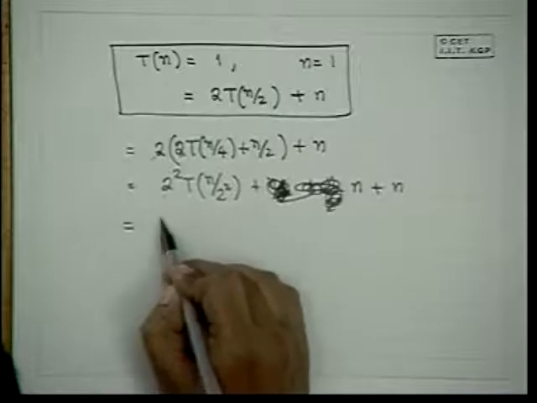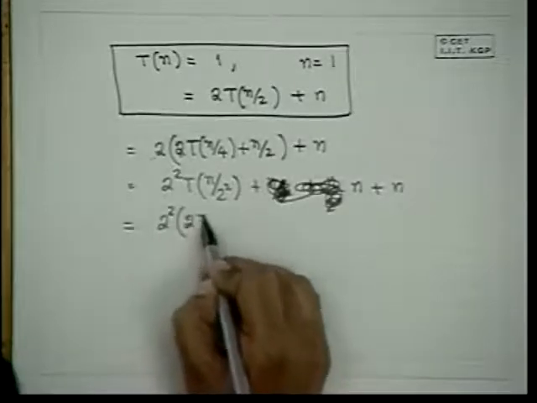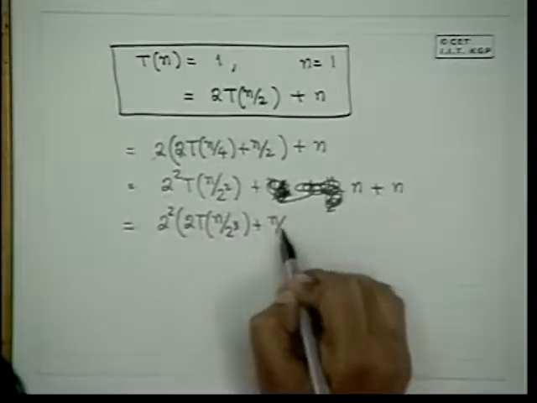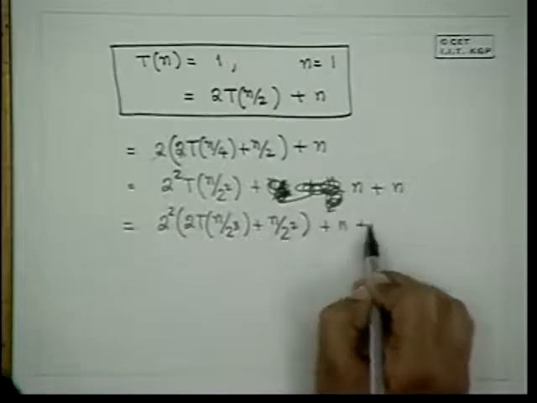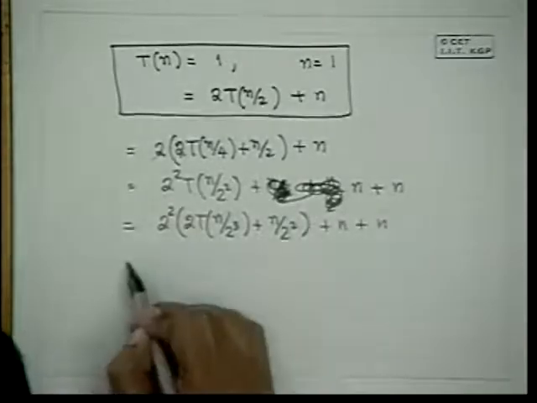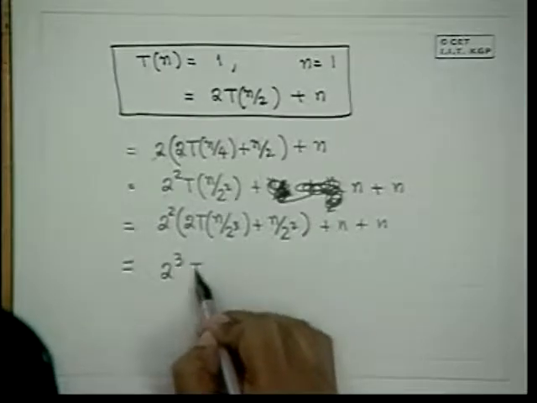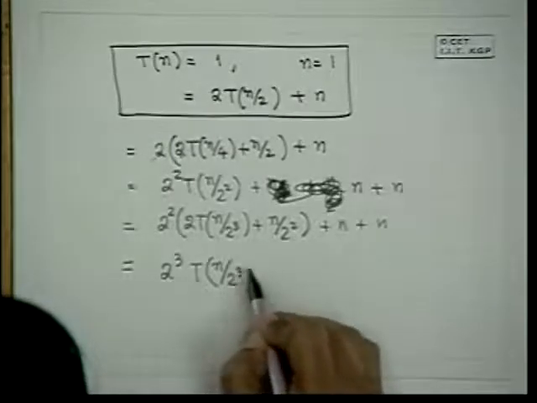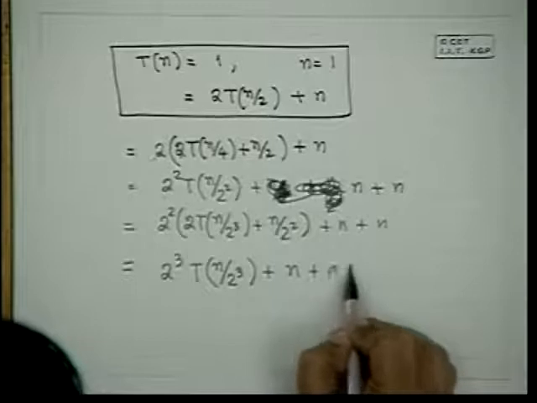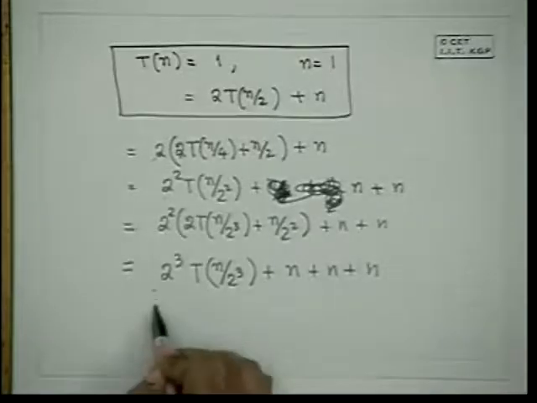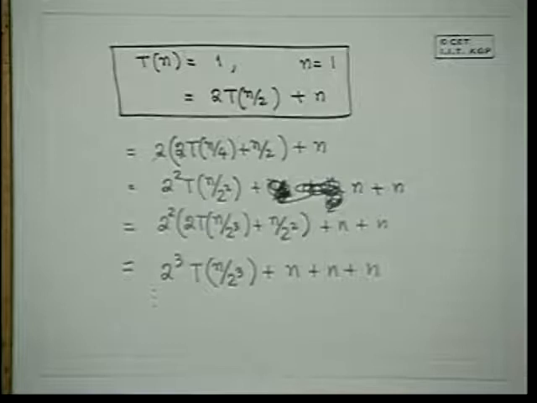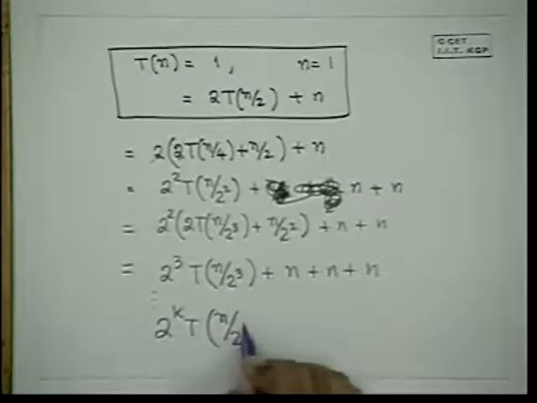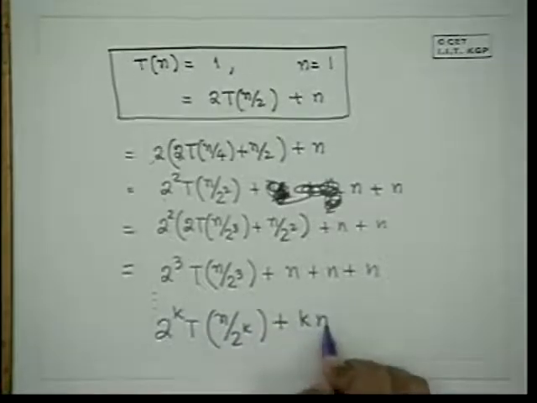This will again be broken up: 2 squared, 2 T(n by 2 cubed) plus n by 2 squared plus n plus n. This is 2 cubed T. Stop me if you cannot follow. Now I can write the general term. Can anybody tell me the general term? 2^k T(n by 2^k) plus kn.